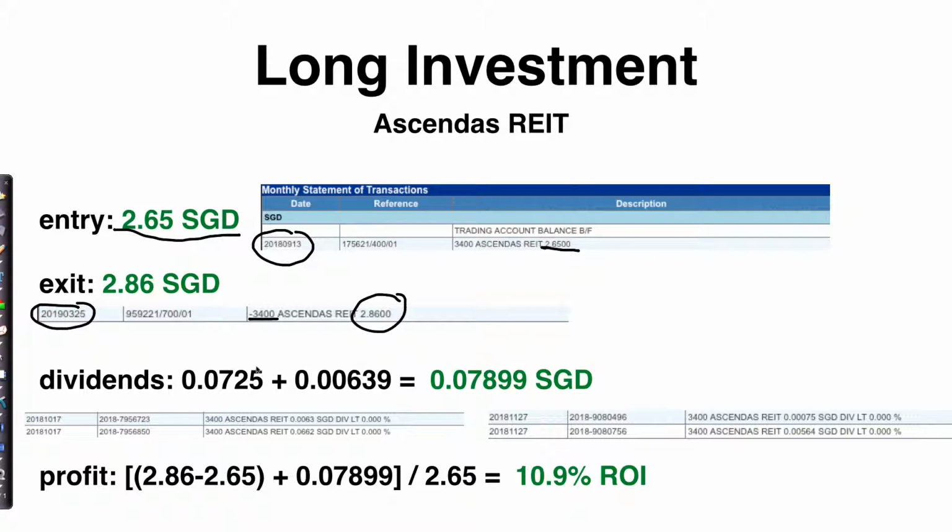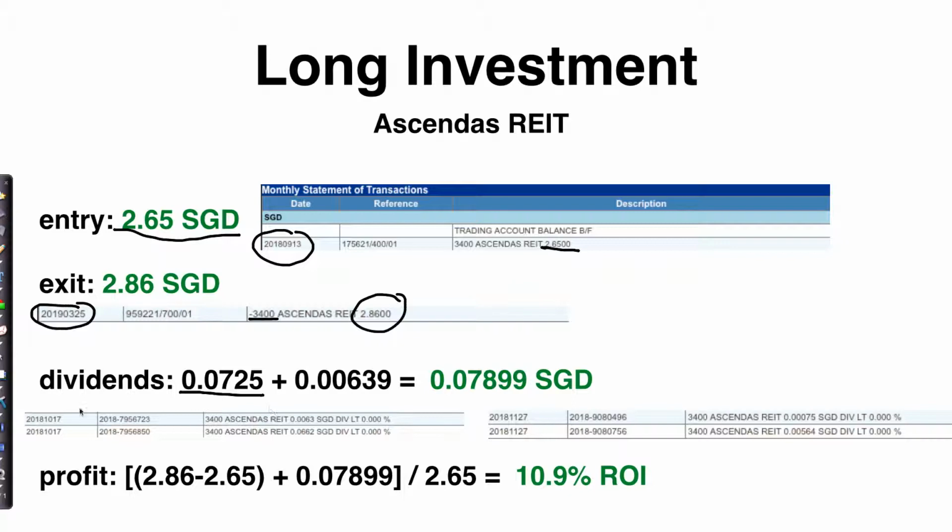Now, as I said, I also collected dividends on this REIT, and it happened twice, if you remember the chart. So one time it was 0.0725. These numbers are in Singapore dollars, of course, because it's a Singapore REIT, and this is related to one share.